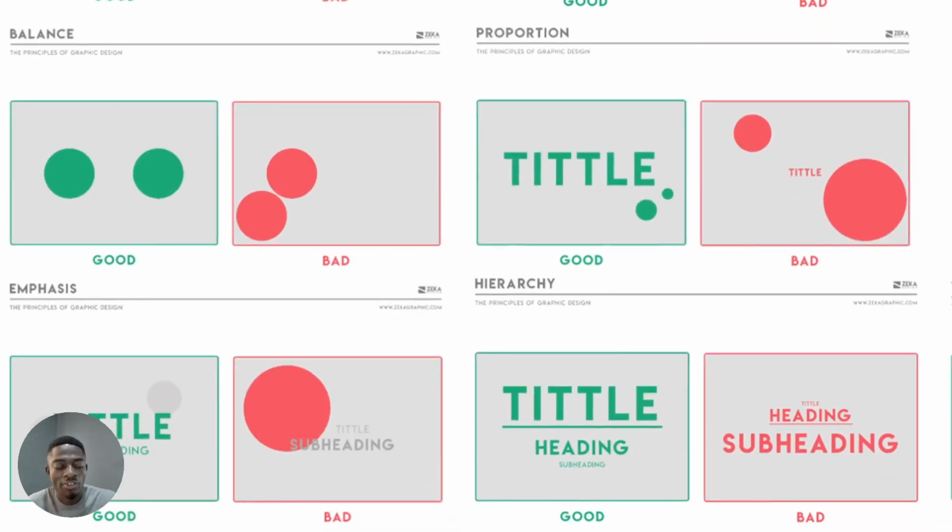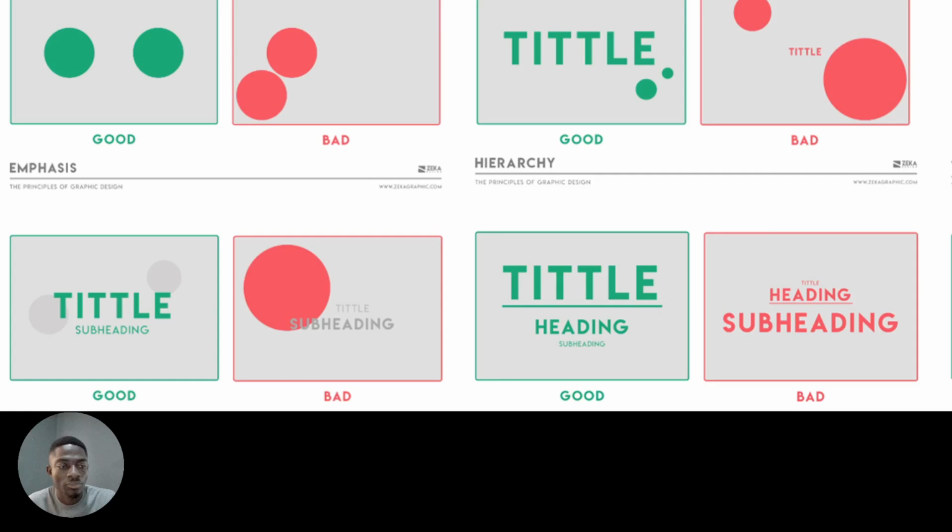Next one is emphasis. What is emphasis? Emphasis is basically where you want to make an emphasis, you want to direct our eyes towards the necessary thing. So with emphasis, if we take a movie poster, the first thing that you need to see is the movie title, and then it can be the name of the director, and afterwards it can be the name of the actors, the actresses.